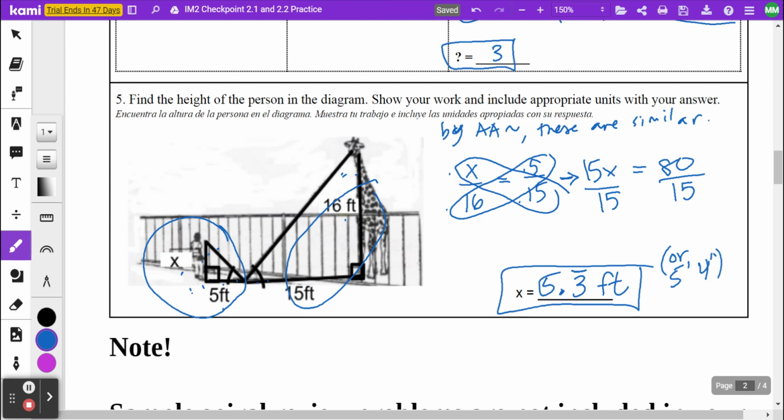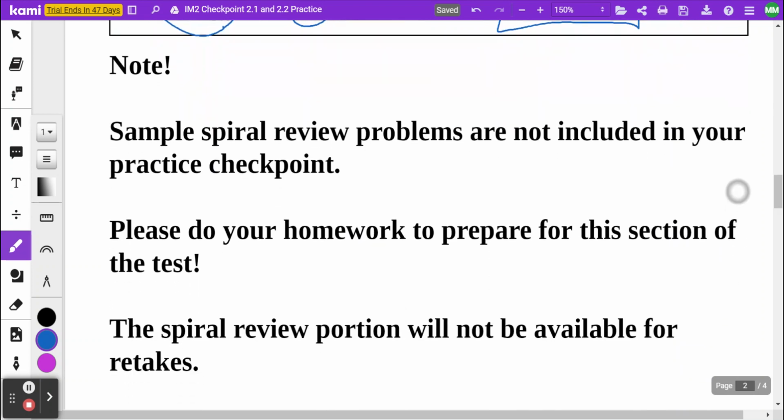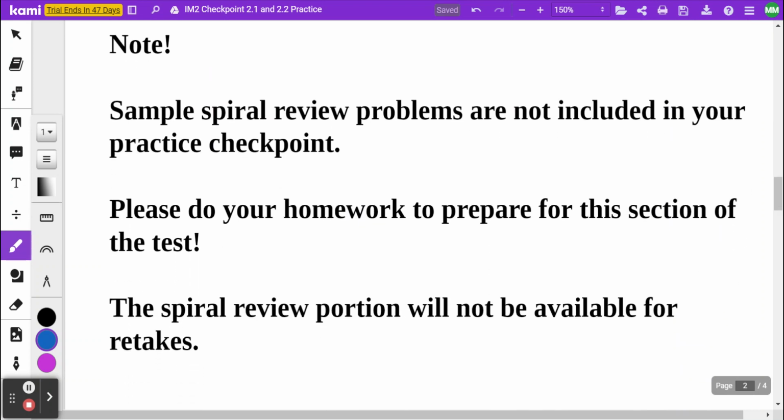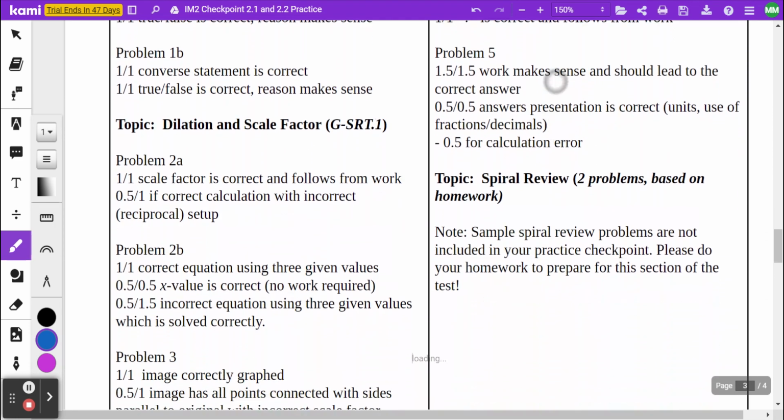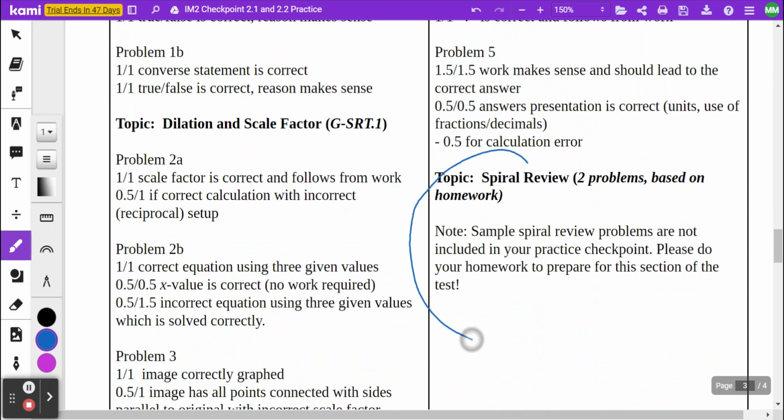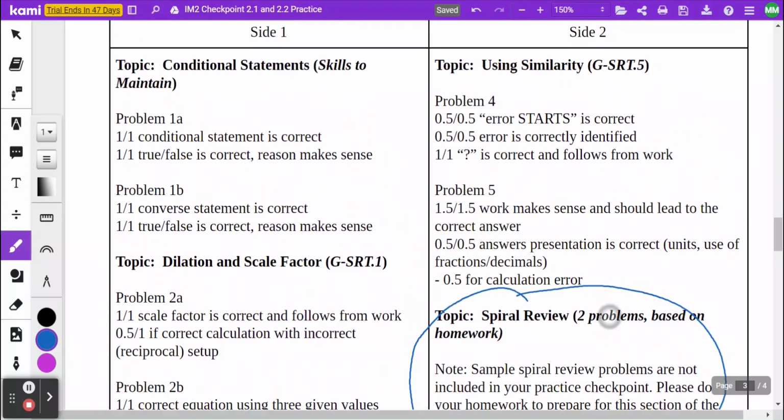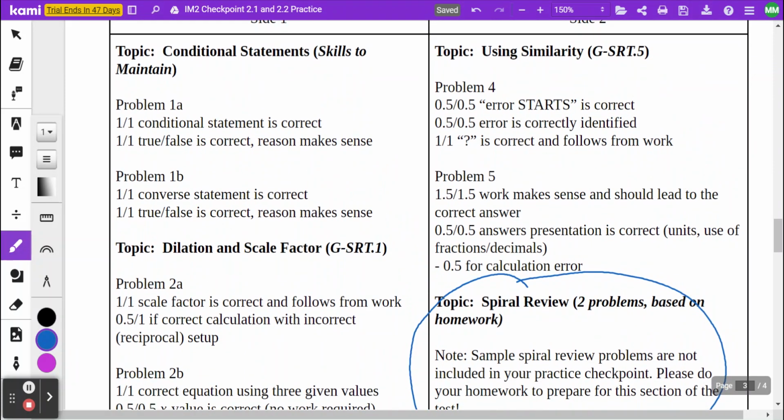That was the last problem that you have access to on your practice checkpoint. Here's just a caution. There will be a sample spiral review problem on your checkpoint, and those are not included in this practice. You need to do your homework to prepare for that section. The spiral review portion will not be available for retakes. If you'd like to know how things are graded, the rubric is provided to you.